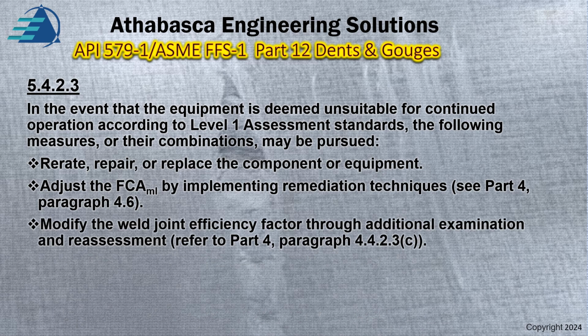Modify the weld joint efficiency factor through additional examination or reassessment. Say you've got some welds that were spot examined, and you can bring that up to a weld joint efficiency of 1.0. That's more common on pressure vessels.